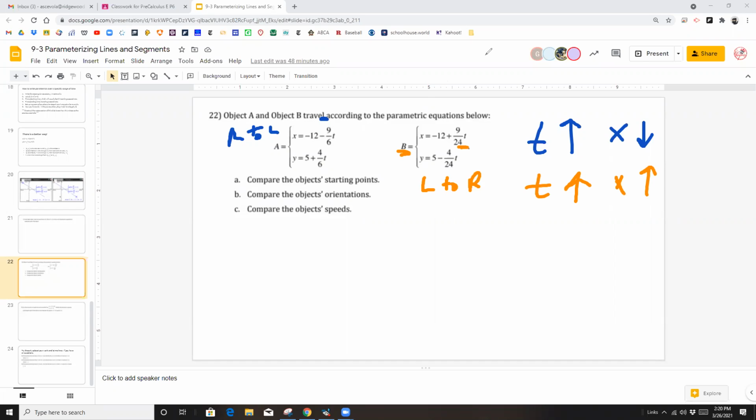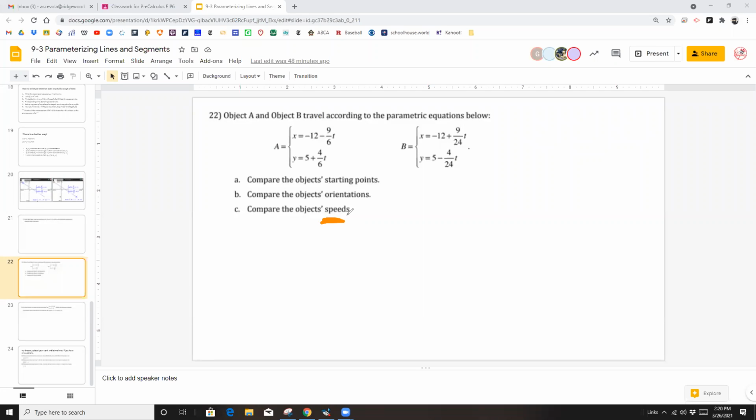And then we can also look at that coefficient to describe the speeds. Now, speed is kind of separate from direction. If I was walking 2 miles per hour from left to right, and you were sprinting 10 miles an hour from right to left, we're going opposite directions, but you're moving faster, even though you're moving in the negative direction. So you don't really have to worry about the sign when you think about the speed. It's just how much x and y are changing every time t increases.